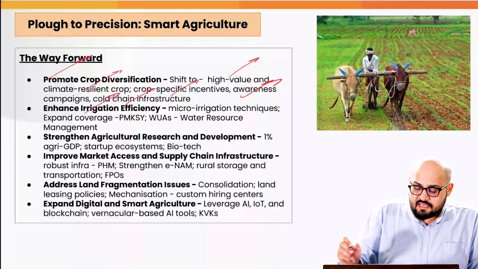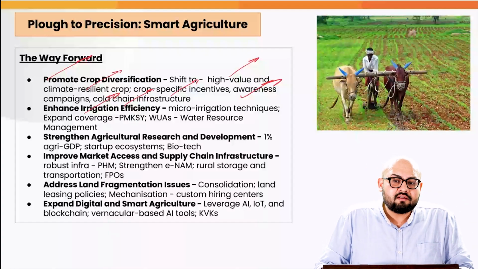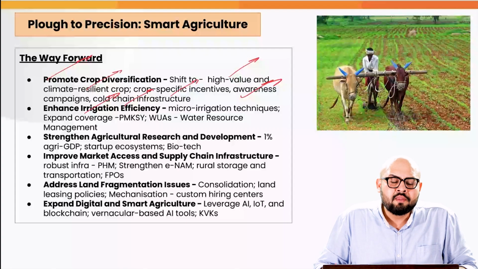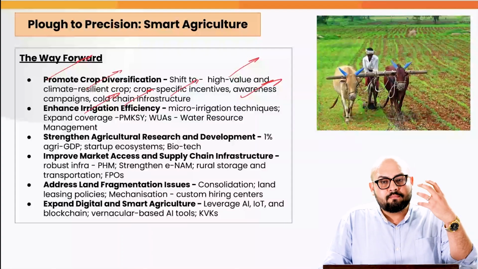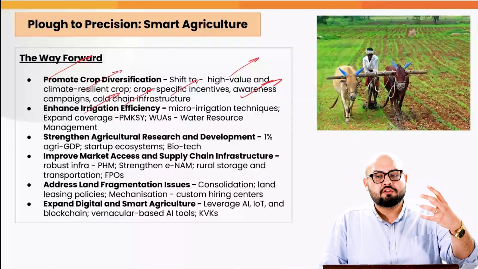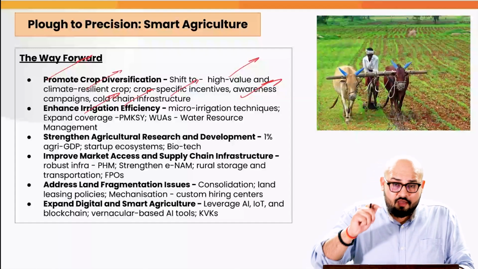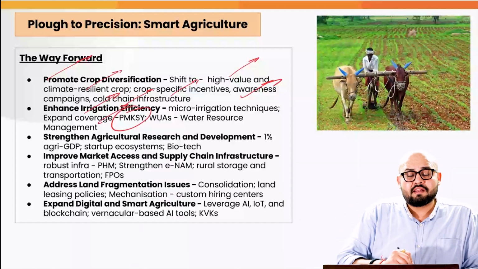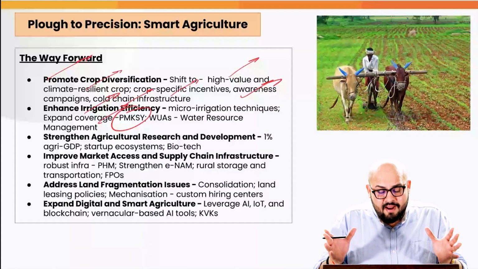Next is enhancing irrigation efficiency, very important. What we're trying to say is that we have to get rid of this high water usage. So what we can do is go for micro irrigation, that is drip irrigation or sprinkler irrigation, right? That would enhance the water use efficiency, right? Expand the coverage of schemes like Pradhan Mantri Krishi Sinchai Yojana. We have to expand the coverage.